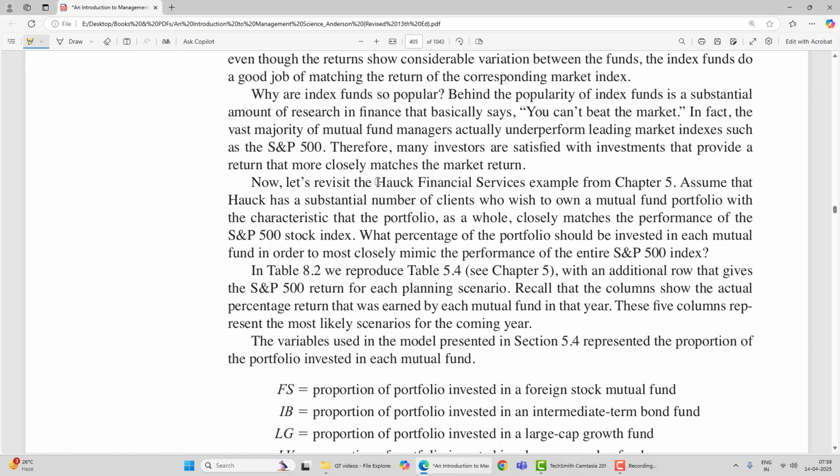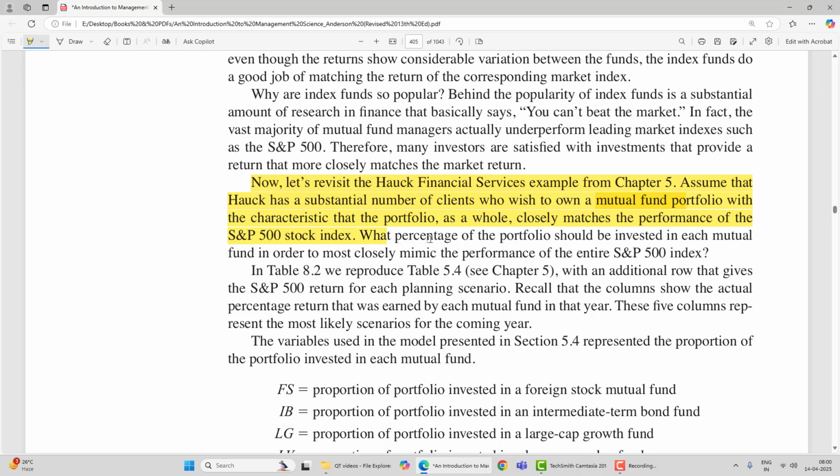So in this particular example, we have also seen the Hawk Financial Services example in my earlier portfolio video. So we are revisiting that Hawks Financial example, and assuming that Hawks has a substantial number of clients who wish to own a mutual fund portfolio with the characteristic that the portfolio as a whole closely matches the performance of the S&P 500 stock index.